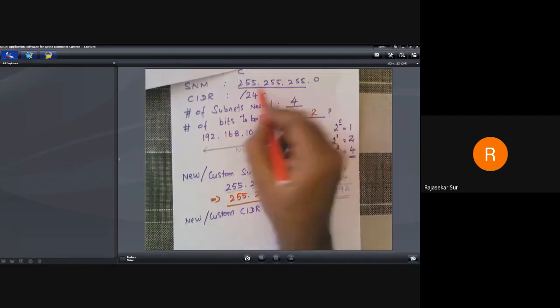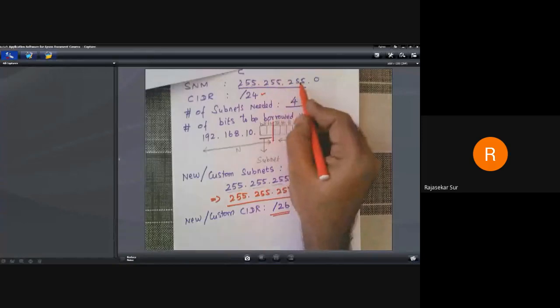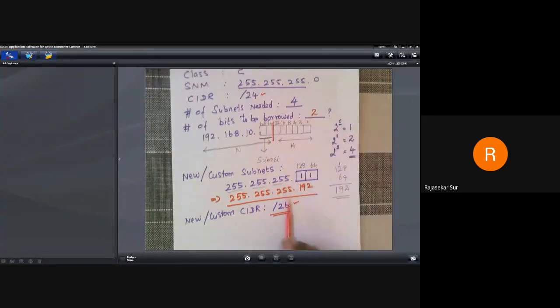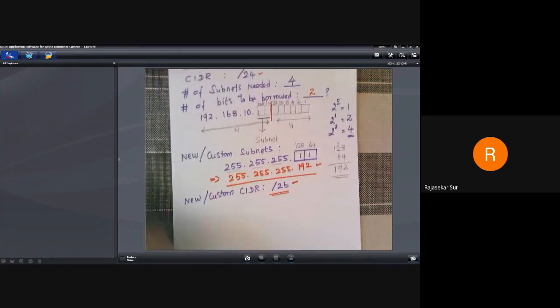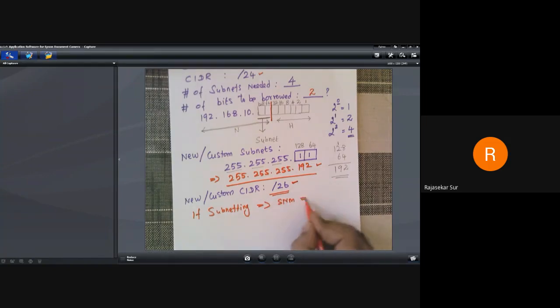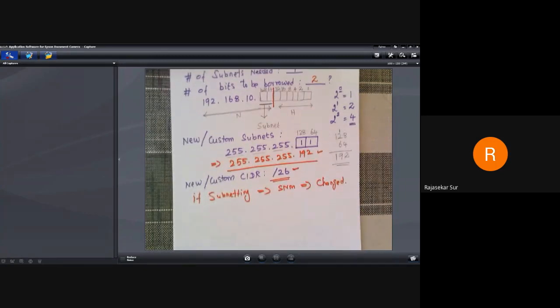Then before the subnet mask was 255, 255, 255, 0. But now the subnet mask is going to change, okay, 255, 255, 255, 192. So our subnet mask is changed, our CIDR is changed. So what is the point here? If you do subnetting, automatically our subnet mask will be changed. If you are doing any subnetting, your subnet mask will be changed.